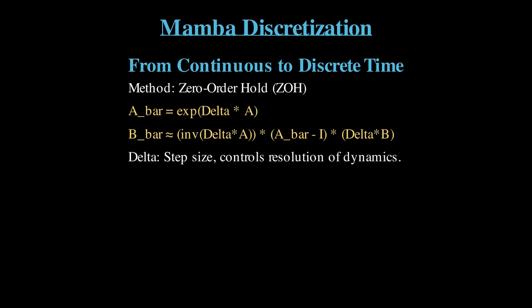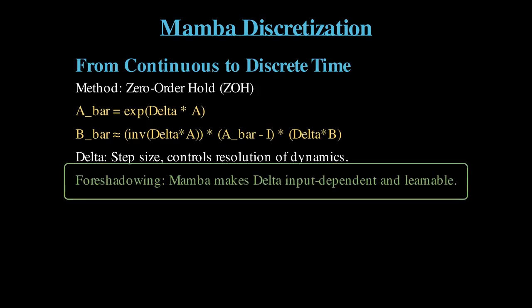The step size delta is a critical hyperparameter. It represents the sampling rate. A larger delta means we're taking bigger steps in time, capturing longer-range dynamics. A smaller delta means finer-grained, more detailed steps. As we'll see, making this delta parameter learnable and, crucially, input-dependent is one of the core innovations of Mamba.